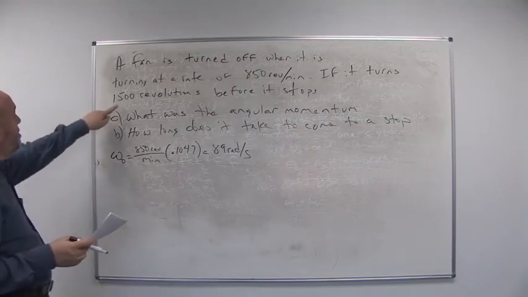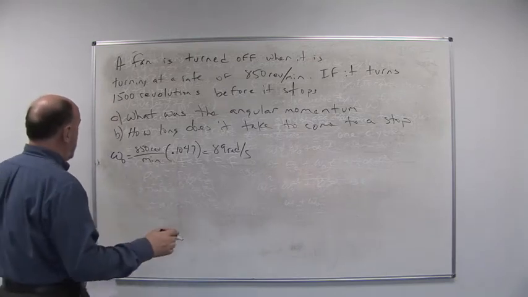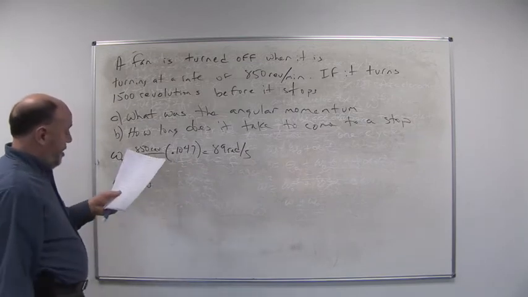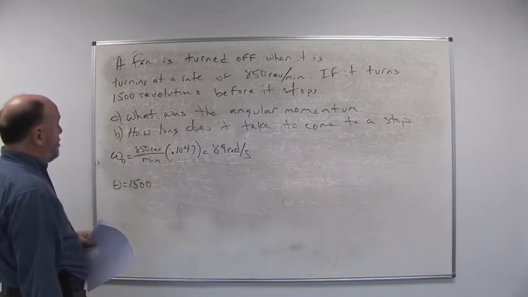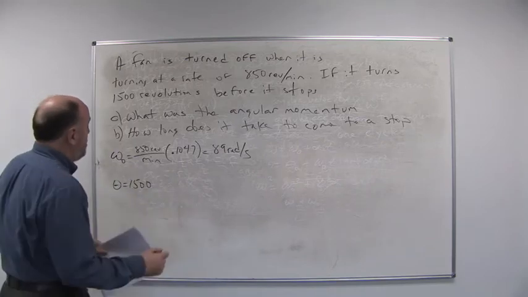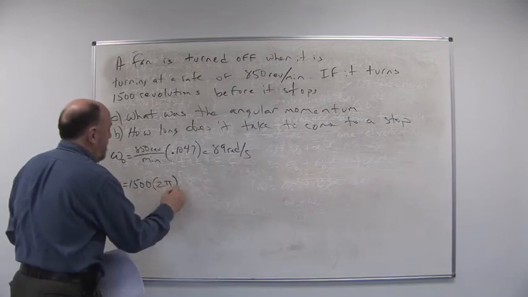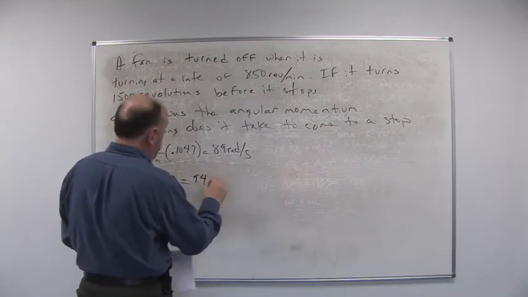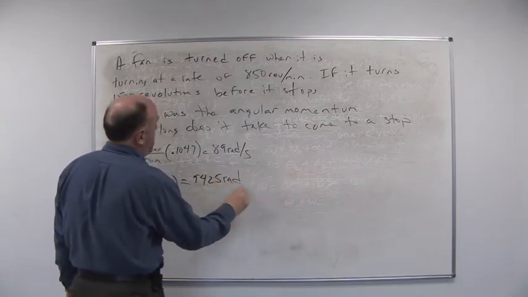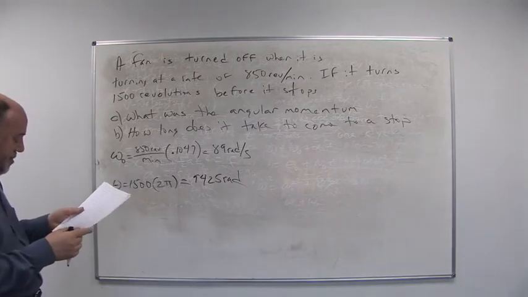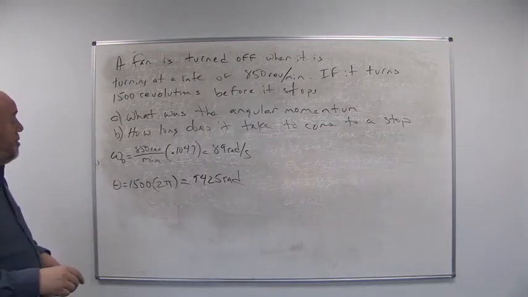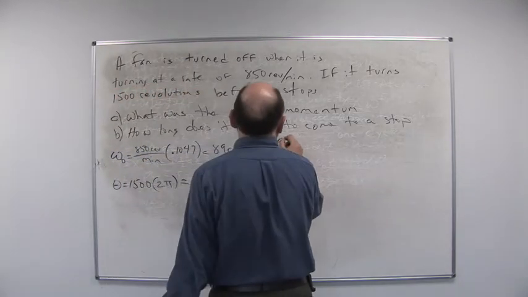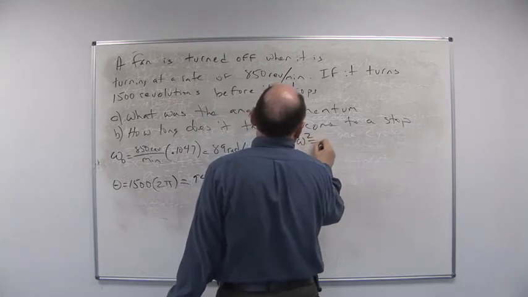It goes through an angle of 1500 revolutions. So theta is 1500 revolutions. But we need to multiply that by the conversion factor, which is that 1 revolution is 2 pi. So we multiply that by 2 pi, and that'll give us 9,425 radians as the change in theta. So now we can answer our 2 questions. For part A, we're going to use this one.